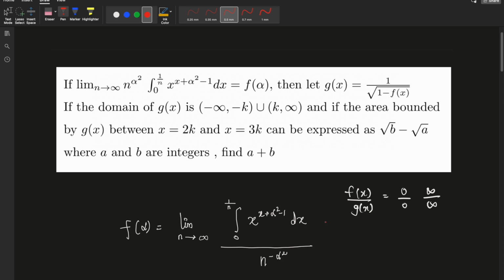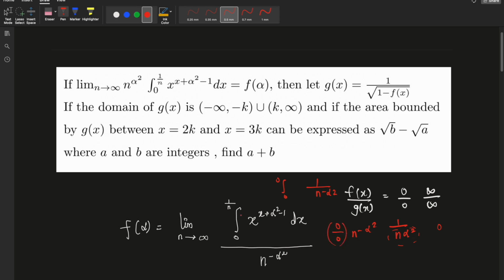The whole integral will be in the numerator, and this n raised to alpha square, I'll write it as 1 by n raised to minus alpha square, so that we can take it in the denominator like this. If we see this integral as n tends to infinity, 1 by n will tend to 0, so the integral will basically become 0 to 0. So the numerator will become 0. So we need even the denominator to tend to 0. And if we see n raised to minus alpha square, which is basically 1 by n raised to alpha square, as n tends to infinity, this will also tend to 0. So the whole quantity will tend to 0. So we got a 0 by 0 form here. So we can use L'Hospital rule.